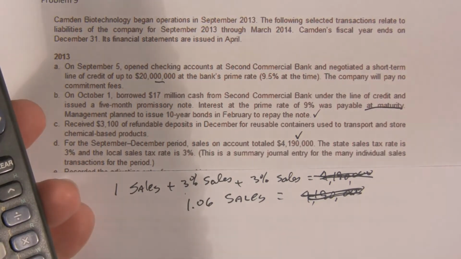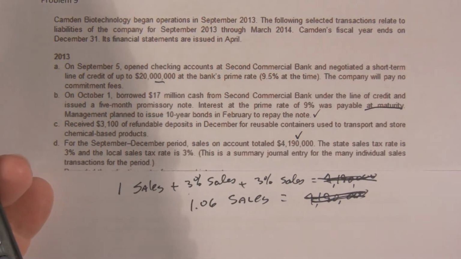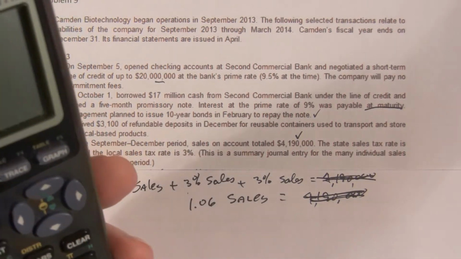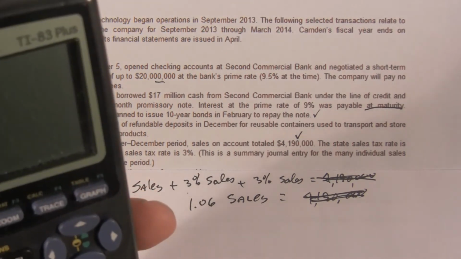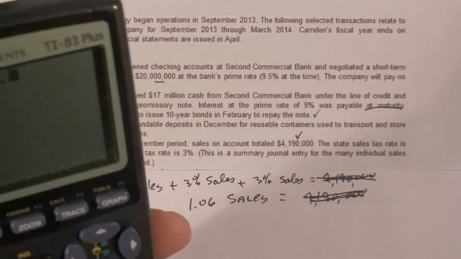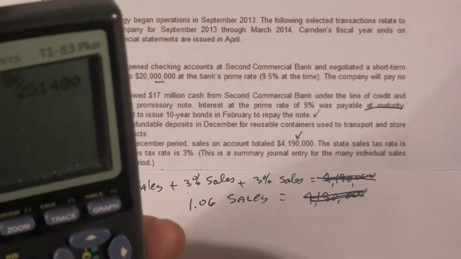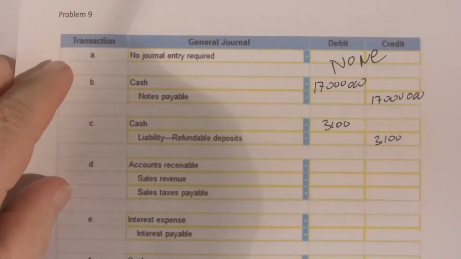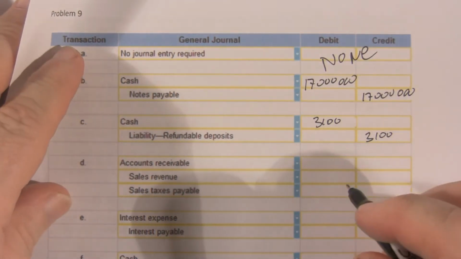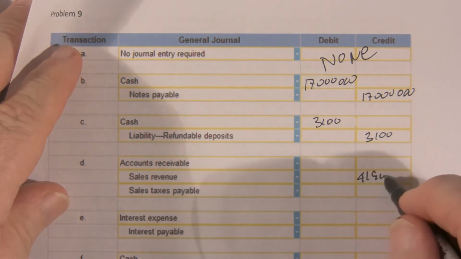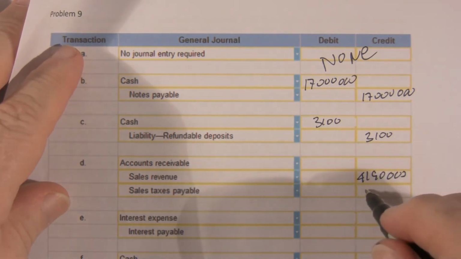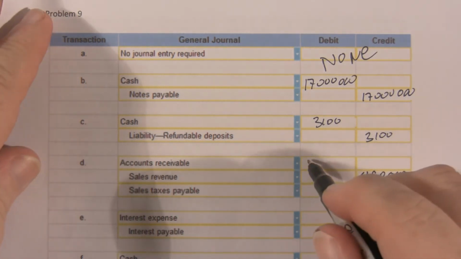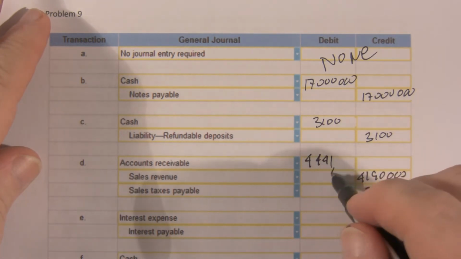They tell you that the sales on account was $4,190,000, and we have to figure out the tax on that. Well, duh, that's easy. 4,190,000 times 0.06, 251,400. That's sales tax. Boy, they really make it easy for you guys. So our sales revenue is $4,190,000. 251,400 is our tax payable, and the total in accounts receivable is $4,441,400.